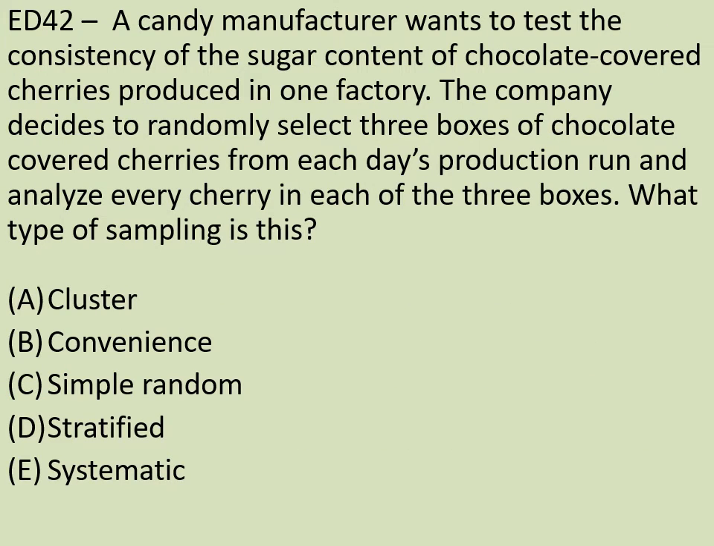All right, ED 42. A candy manufacturer wants to test the consistency of sugar content of chocolate-covered cherries produced in one factory. The company decides to randomly select 3 boxes of chocolate-covered cherries from each day's production run and analyze every cherry in each of the 3 boxes. What type of sampling is this? All right, this is clustering.